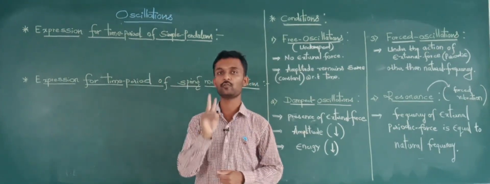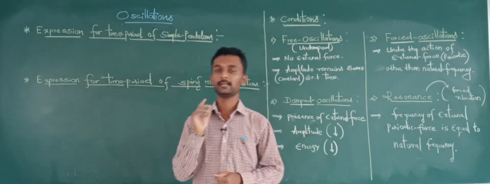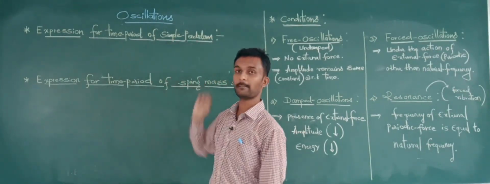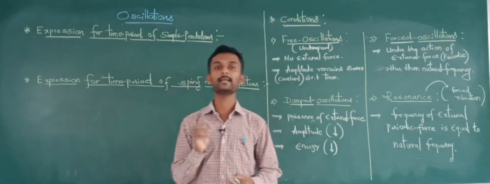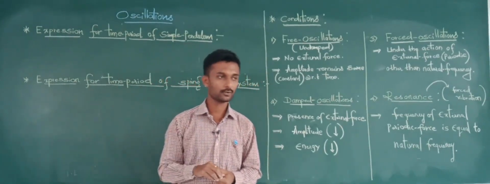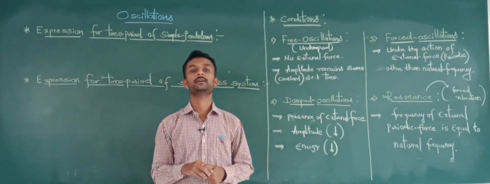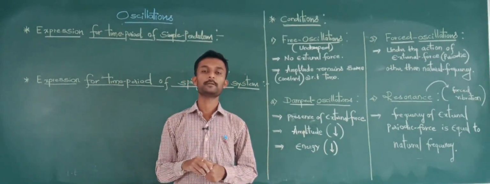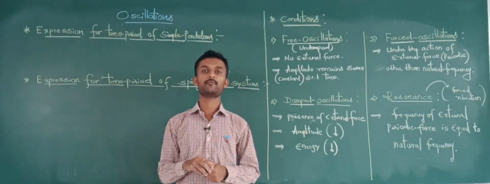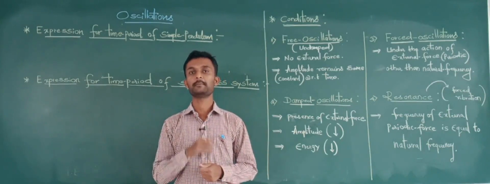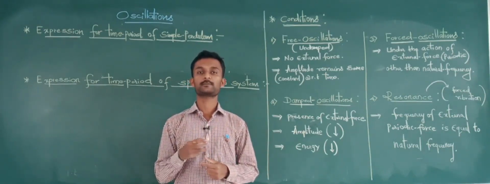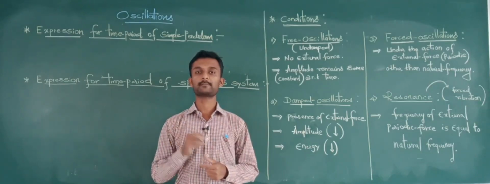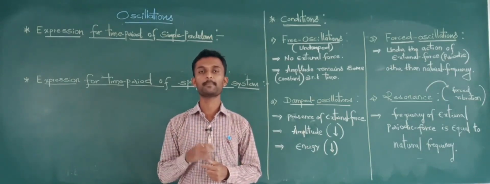for time period of two things. First one, time period of a simple pendulum, and second one is time period of a spring mass system. So in first year PUC, while performing the experiments, we have two experiments. First one is the spiral spring experiment and second one is the simple pendulum.